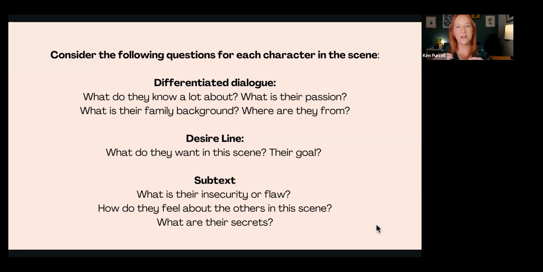Subtext is whatever's underneath. So what secrets they have, if they have conflicting desires but they don't want to say it. It's also how they feel about others in the scene. Their insecurities or their flaws might come out in that subtext. Their history with a person, how they really feel about them. So take a minute just to look at these questions and answer them quickly. Pause me now.